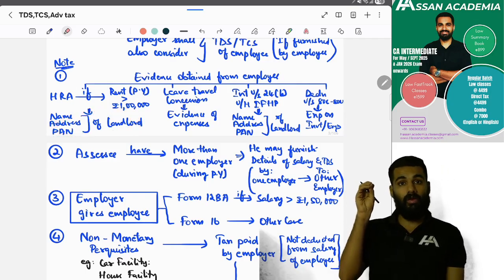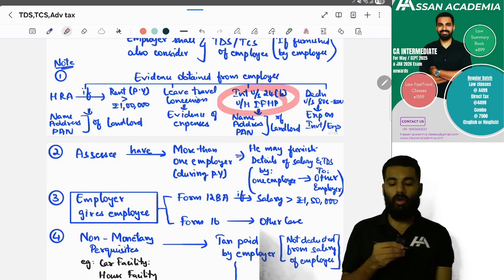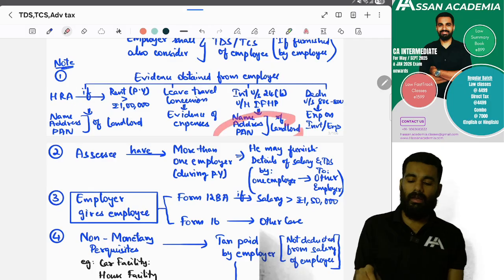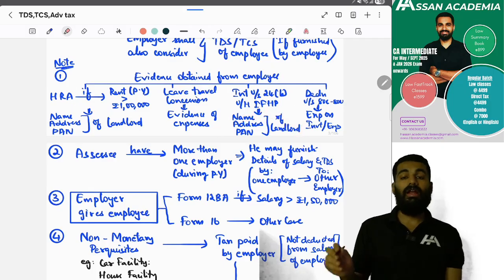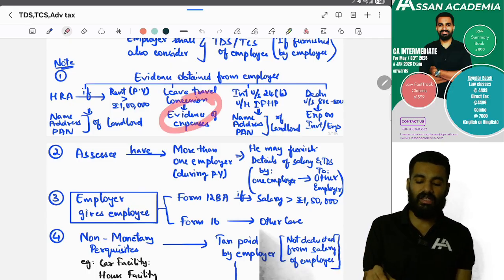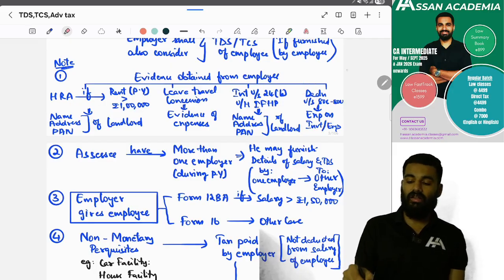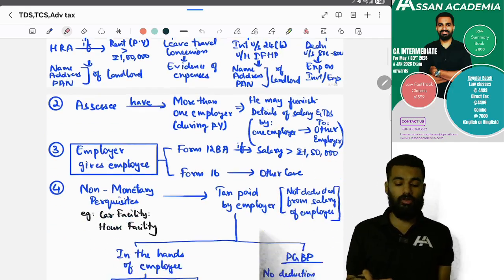If the employee is paying interest under section 24B, that is the interest on loan for the house property, then the name, address, and PAN of the lender should be mentioned. If the employee is getting leave travel concession, then the evidence should be mentioned. And if there is a Chapter 6A deduction, then all the expenses also should be mentioned.